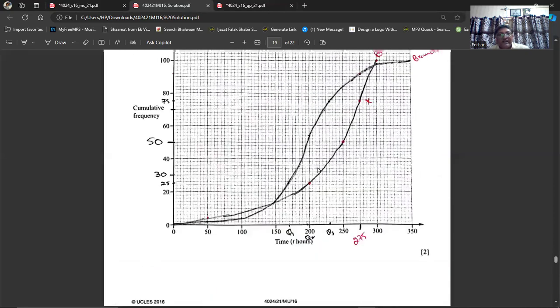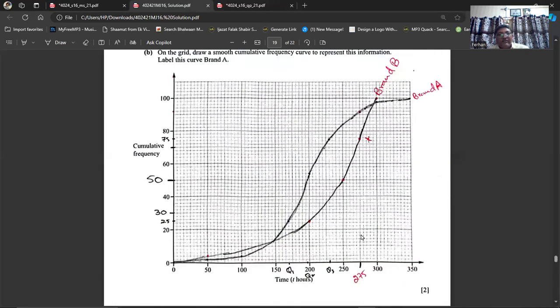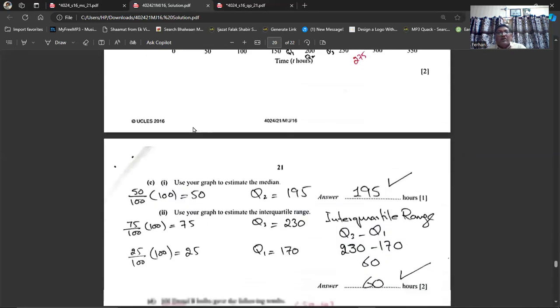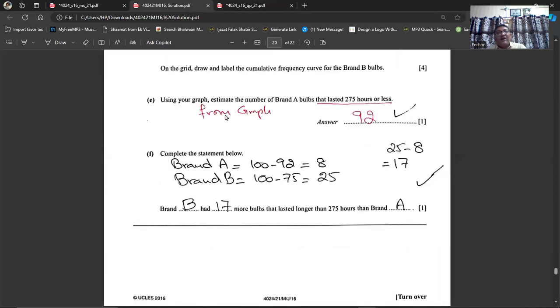Let me show you once again. This is 275. From there, you will go to the brand A. When you intersect the brand A's cumulative frequency curve, you check what the value is here. This is 92. So I hope you understand this part.